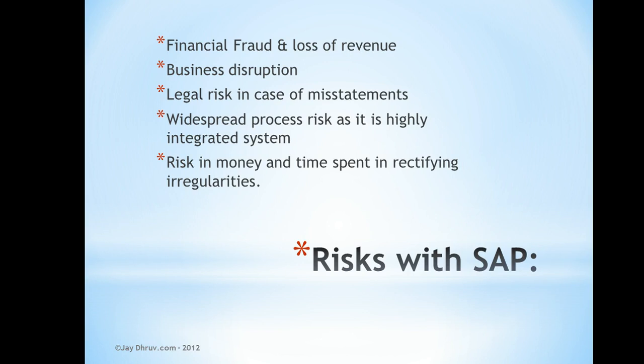So when the CFO of a company announces the financial quarterly or the yearly results, they have to stand by those results. And if the system is not secure, there is a chance of entering wrong data and thereby making wrong statements. There is also widespread process risk as it is a highly integrated system. So anything going wrong within the SAP system itself will eventually migrate to other partner systems, and once this happens, it becomes very, very difficult to rectify these issues if every care is not taken in the beginning itself to prevent them.